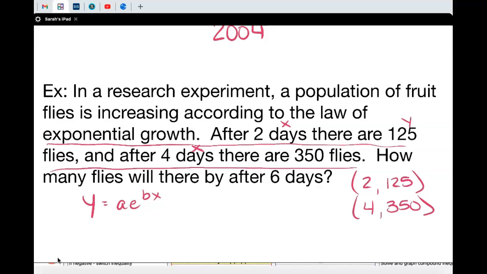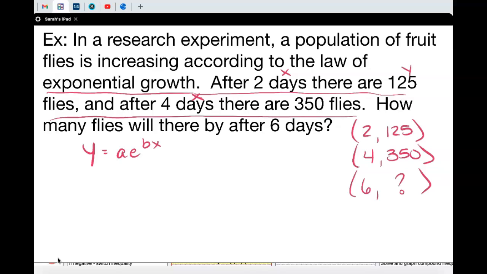So basically, I'm trying to figure out 6, something. If this was linear, we would just subtract the y values and add it to 350. That'd be easy. Exponential growth doesn't necessarily work like that. So we have to figure out what the a and b values of my model are using these pairs. So we're going to plug in 2, 125 into my model and 4, 350 into my model.